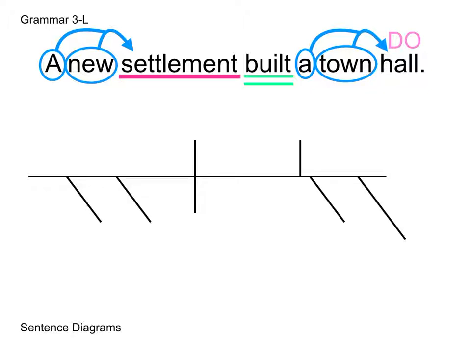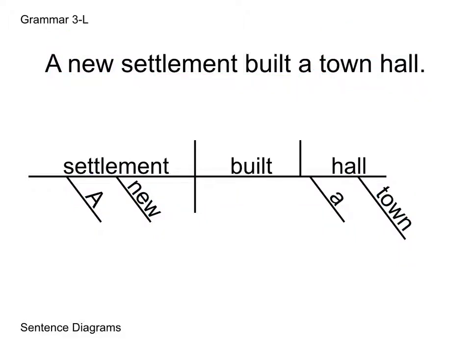And now we can start filling it out. Settlement is our subject, built is our verb, hall is our direct object, and here we have our main words, and then following that we have our adjectives, a new and a town, describing their respective nouns. And that's how you're going to diagram the sentence, a new settlement built a town hall.